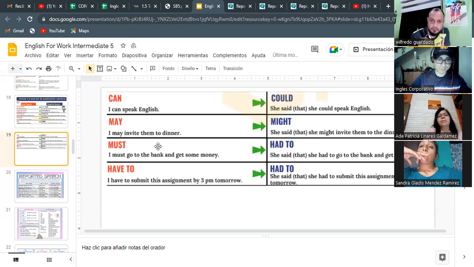Must changes to had to, had in past. Okay. For example, I must go to the bank and get some money. She said that she had to go to the bank and get some money.